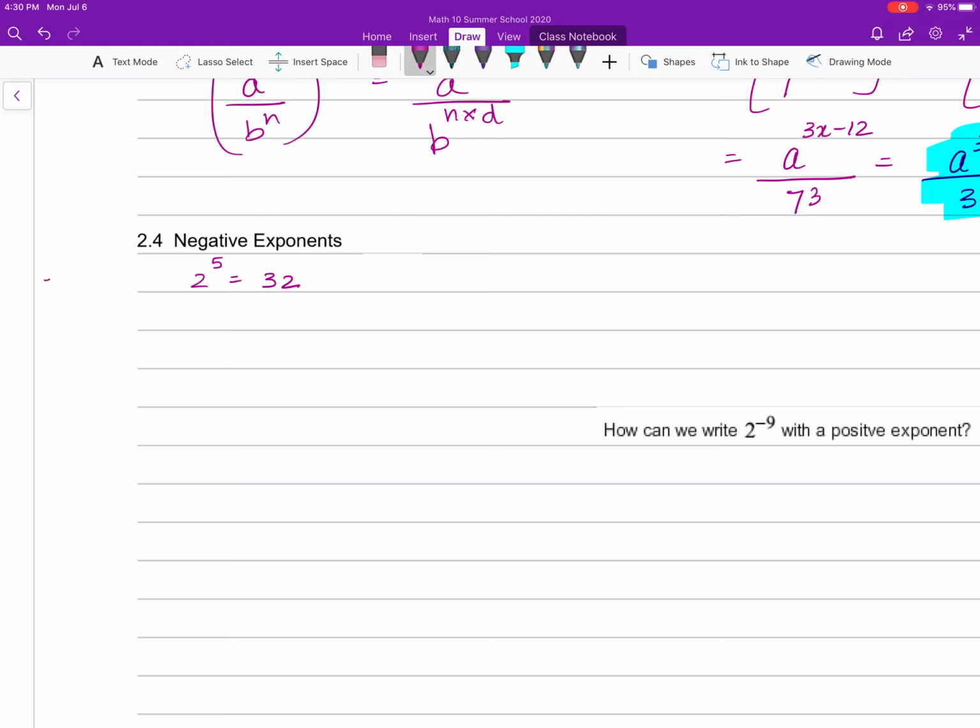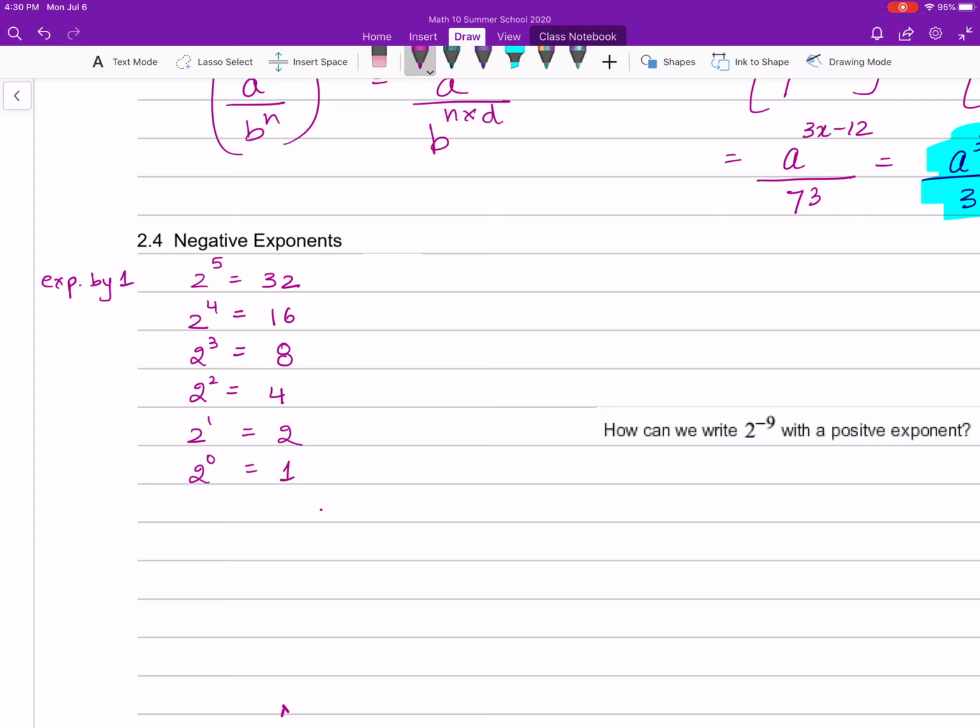Now you reduce the exponent by 1. So if I do that, it is 2 to the power 4. Now I've reduced it by 1. 2 to the power 4 is 16. Again by 1, 2 cubed. 2 cubed is 8. 2 squared, that is 4. 2 to the power 1 is 2. 2 to the power 0. Anything to the power 0 is always 1.